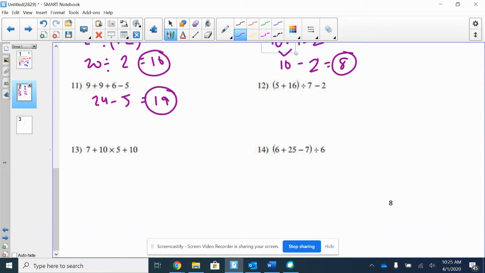Next, we have parentheses, division, and subtraction. So parentheses first, 5 plus 16 gives us 21, divided by 7 minus 2. So now we have division and subtraction. So we want to divide. 21 divided by 7 is 3. 3 minus 2 yields 1.